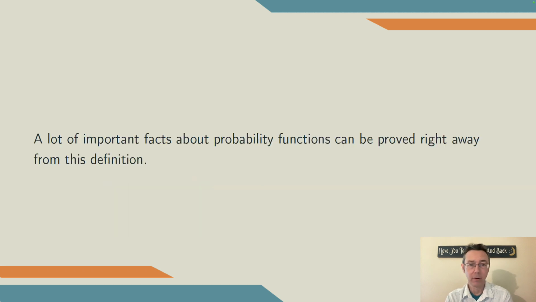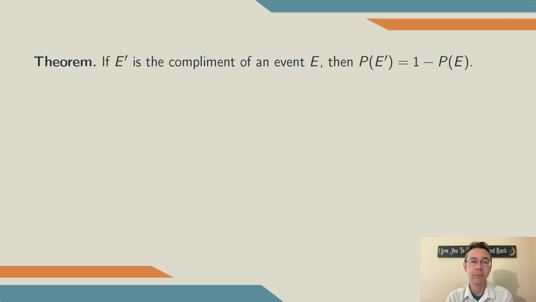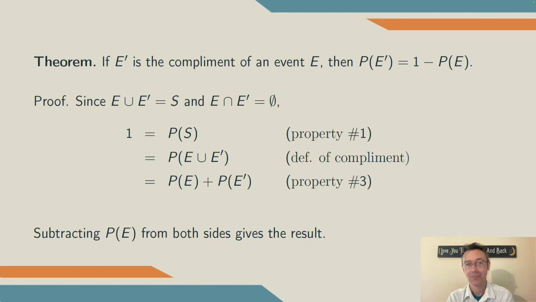So a lot of important facts about probability functions can be proved right away from this definition, including some that just seem obvious. For instance, if E prime is the complement of an event E, then the probability of E prime is 1 minus the probability of E. So I recommend pausing the video before I show any of these proofs and trying them on your own.